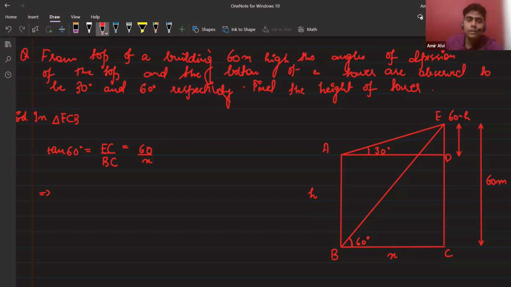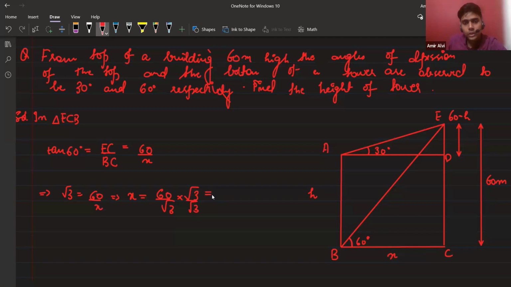Root 3. Root 3 is equal to 60 by x. So what you will do, you will just cross multiply them. x is 60 by root 3. And if you need to rationalize the denominator, you will just multiply and divide.